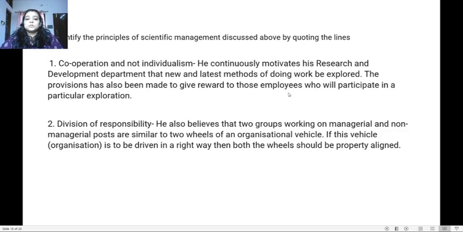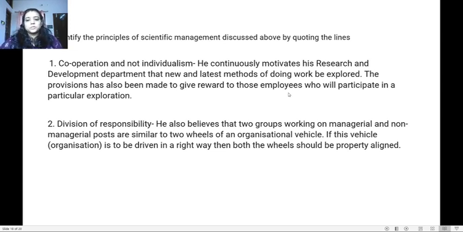If you can see, two things were being discussed. First, cooperation and not individualism. He said that all will work in team spirit. He made the research, basically जो रिसर्च एंड डेवलपमेंट को भी चांस दिया गया था कि वो नई चीज़ें नई आइडियाज़ लेकर आए, एंड प्रोविजन वाज आल्सो बीइंग मेड कि रिवॉर्ड दिए जाएंगे दोज एम्प्लॉयज़ को जो पार्टिसिपेट करेगा इन द मैनेजमेंट डिसीजंस, राइट.